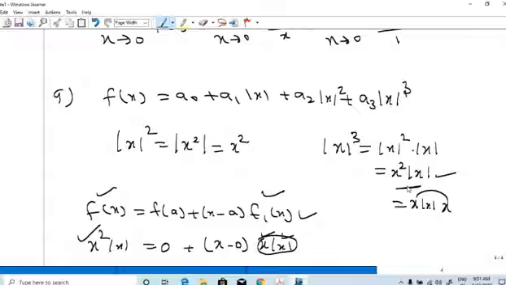Therefore, no condition is needed for a3, because at x equal to 0 this mod x cube is differentiable, and it actually reduces to x square. Therefore, there is no condition on a2. Now look at this one. We know that mod x is not differentiable at x equal to 0. Therefore, if it is differentiable, this a1 should be 0. So there is a very important condition: a1 should be 0.